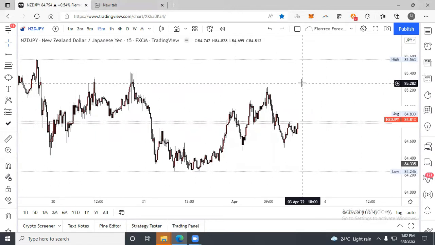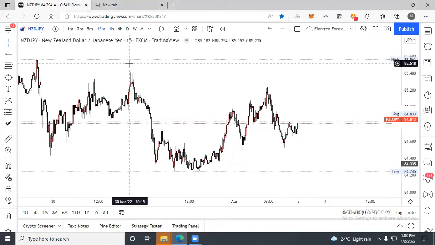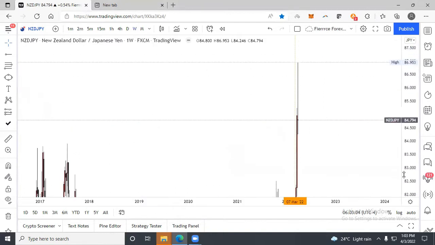So for today's topic, module 10, I'm going to be tackling structure from a perspective of intermediary structure and primary structure, or we can say internal structure and external structure. I'm going to use NZDJPY as the pair to explain that. Hopefully it'll make sense. So let's do this.